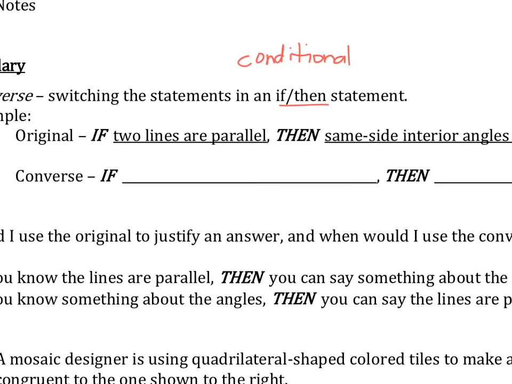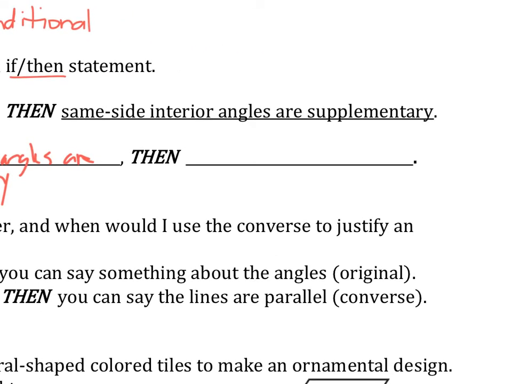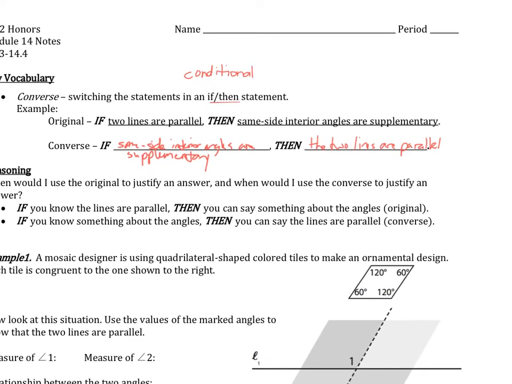So it would read: if same side interior angles are supplementary, then the two lines are parallel. I'm sorry there's not a ton of room there, but that gives you the idea. You simply take the if statement and the then statement, and you just flip-flop them.